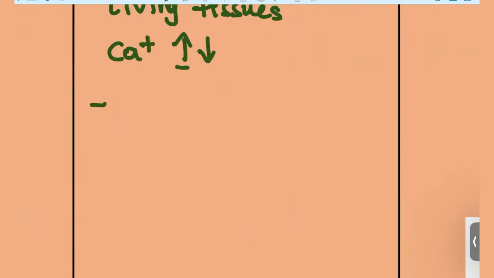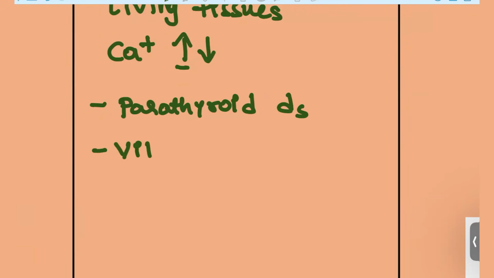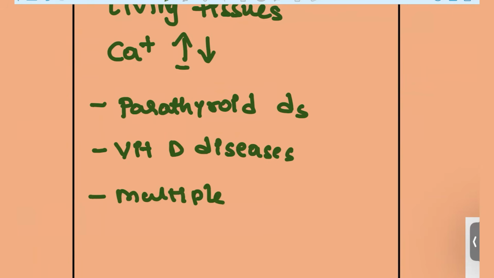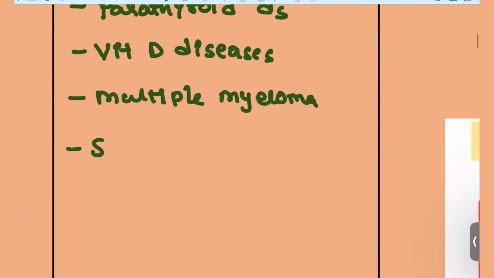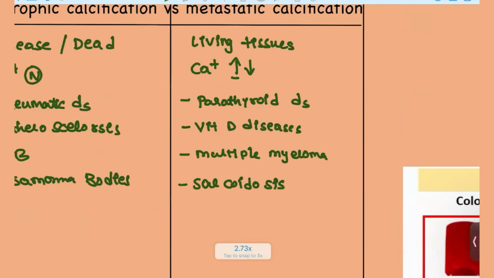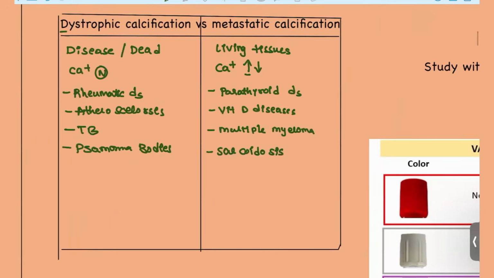When the calcium is increased, remember with calcium homeostasis, what is the major player? Parathyroid, right? So parathyroid related diseases will increase the calcium. Next, vitamin D related diseases, multiple myeloma, and kidney related diseases. Whichever increases the calcium level is going to cause this. And sarcoidosis also presents with hypercalcemia. These are the examples, and that is the difference between dystrophic and metastatic calcification.